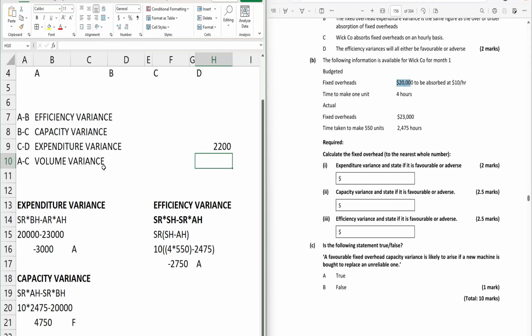Yes, once you replace the unreliable machine with the new one, this can lead to your favorable overhead capacity variance, because it improves the production time, and labor are involved in productive labor hours, so that's why it's a positive one, favorable one. So this is true.